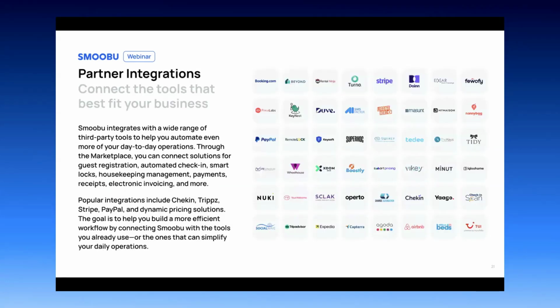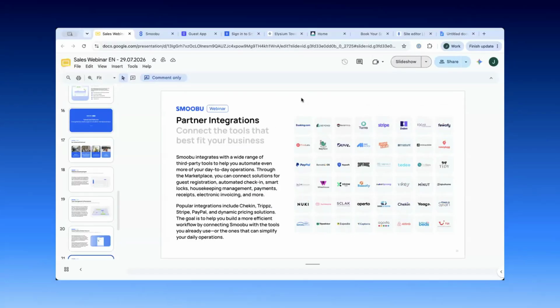And lastly, we'll have a look into our integrated partnerships. We do have a wide variety of third-party providers that cover a wide range of solutions, such as guest registration, automated check-ins, smart locks, housekeeping management, payment solutions, electronic invoicing, and more. The most popular ones that are currently being used by a lot of our clients are checkin.com, Trips, Stripe, PayPal, and the dynamic pricing solutions. With this, we'll have a look into the system itself.